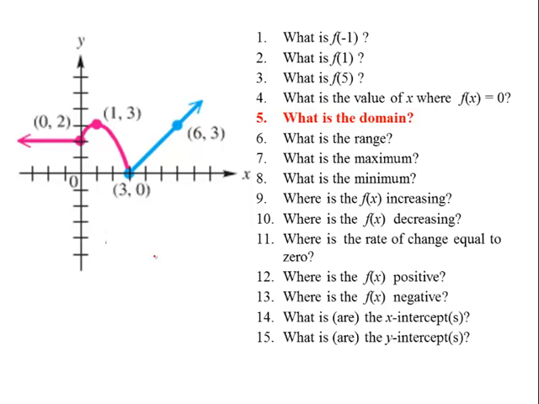Number 5, what is the domain? And that question is asking what are the possible x values on this graph. Okay, we have an arrow to the left, so we do not have a minimum. This is going from negative infinity, and let's keep going, and now we have an arrow on the right hand side, and that's going to positive infinity. So we say all real numbers.